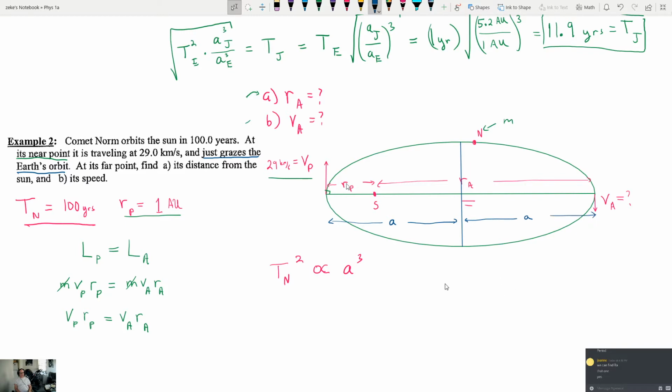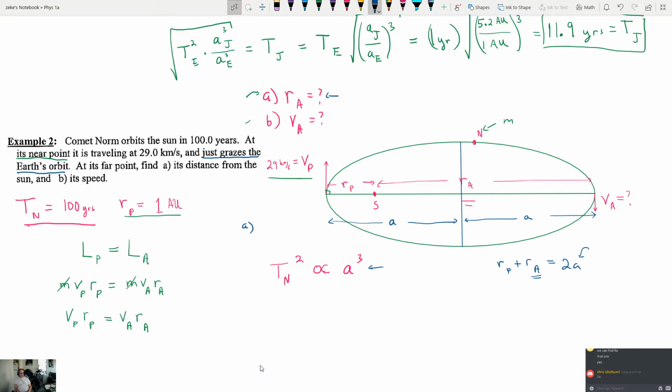In fact, I'm pretty sure that if we take RP plus RA, what's that equal to? That's 2A, right? Okay, so that means we can have a strategy here where if we find A, then we can plug it into here and we can find RA, which is what we're trying to do in part A, right?